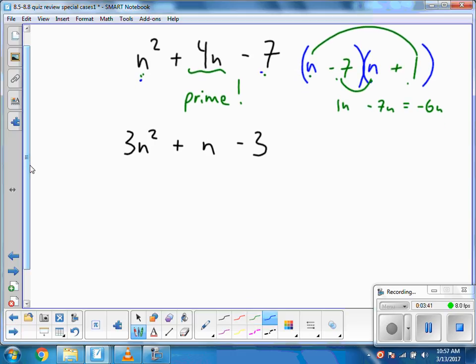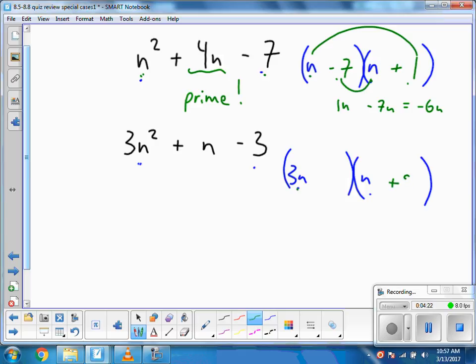Now this one right here, I suspect it's also prime, but I'm going to check it. I'm going to use my guess and check. I'm guessing it's going to be 3n and n, because 3n times n is 3n squared. And I'm going to ask myself what times what gets me negative 3. I'm going to try negative 3 and 1, just to try it. So 3 times 1 is 3n, negative 3 times n is negative 3n. Okay, those cancel each other out, so it's not that one. That's the thing about guess and check. Maybe I flip them. I'm just trying stuff. I'm going to end up with a negative 9n on this one, so I know that's not going to work.